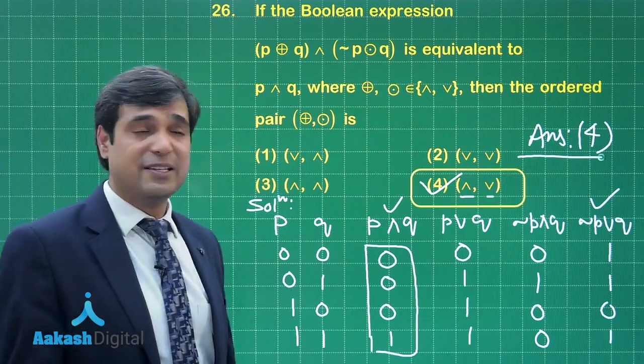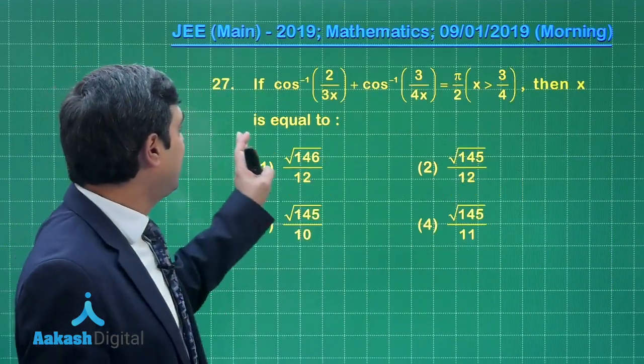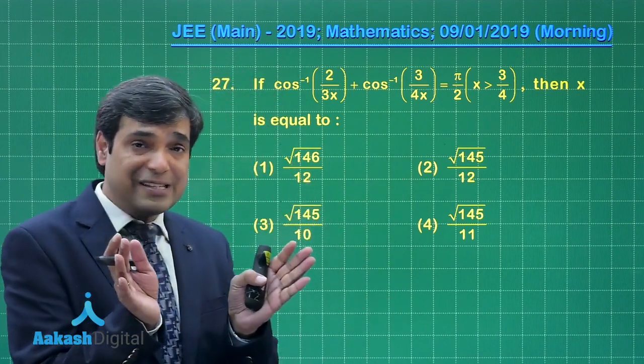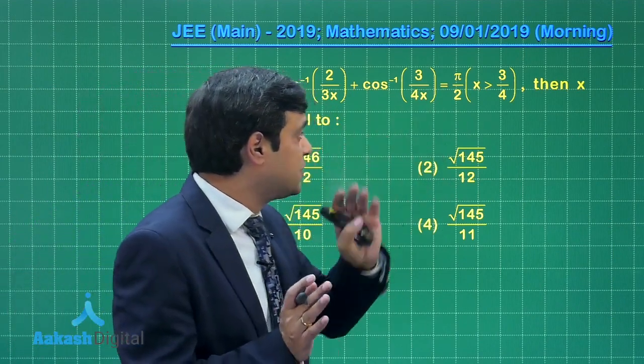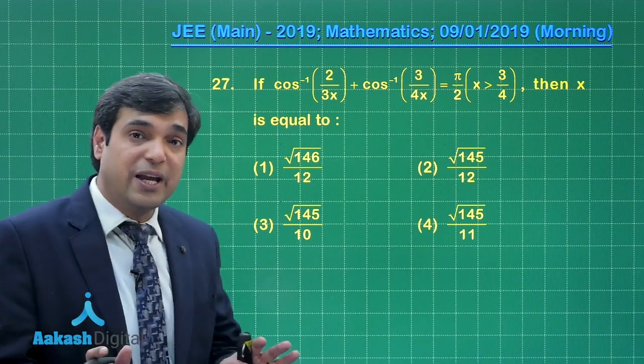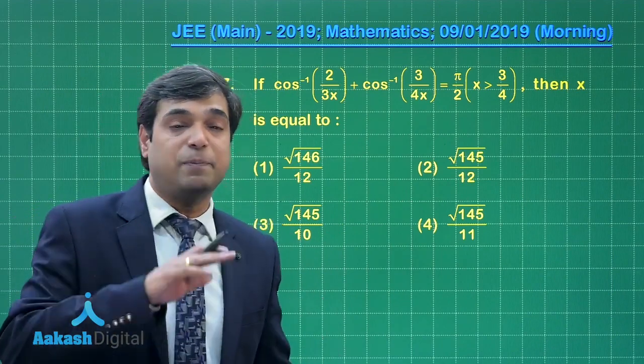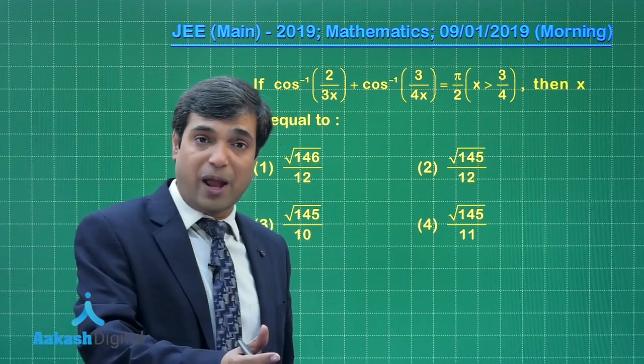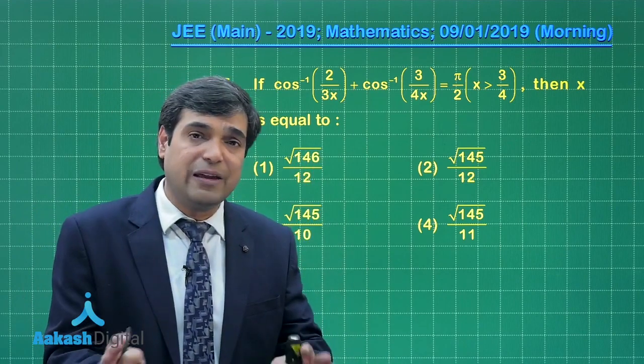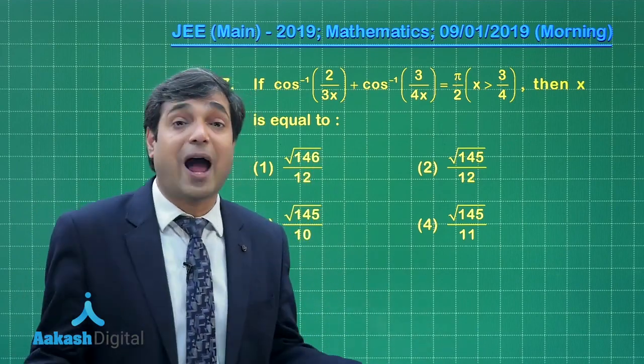Let us move on to the next question of this paper, that is question number 27. Cos inverse something plus cos inverse something equals pi by 2. It's better to change it to cos inverse x plus sin inverse y is equal to pi by 2, which is possible only if x equals y, because it's a simple identity.